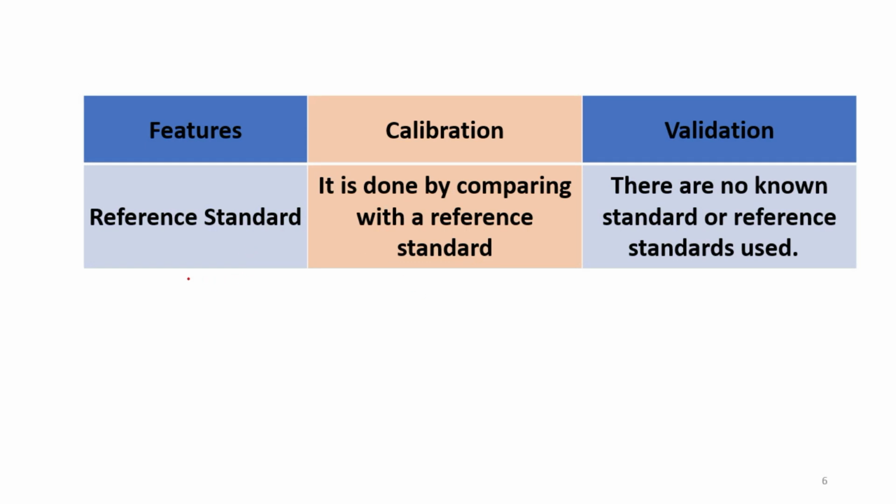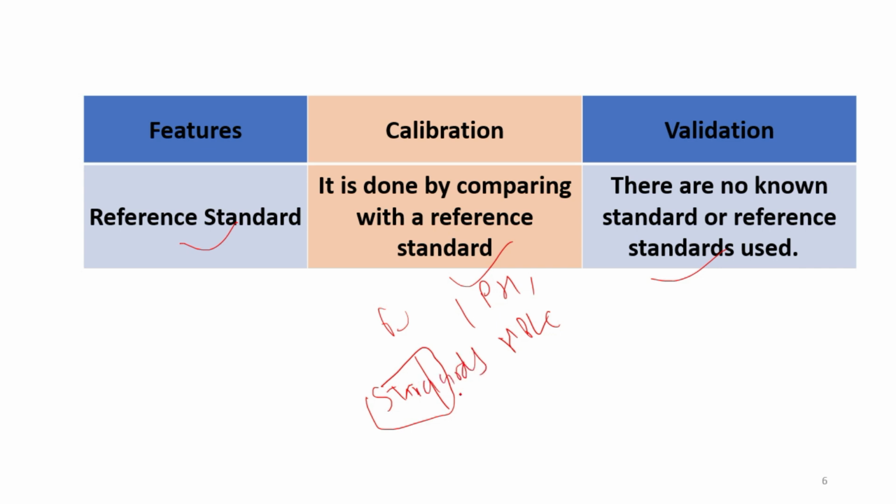Next is reference standard. Calibration is done by comparing with a reference standard, as I told in the first slide. And there are no standard or reference standards used in validation, right? Like balance or pH meter or HPLC, there are certain set criteria, certain standards. So we have to know that there are certain standards, and the calibration is compared against that. Okay, this is 1 gram or 1%, so it should fall within that limit. If it doesn't fall within that limit, then it is failed. So this is the main difference between calibration and validation.